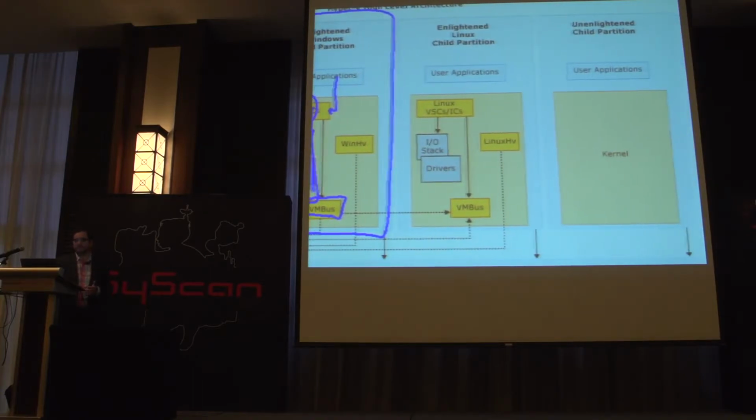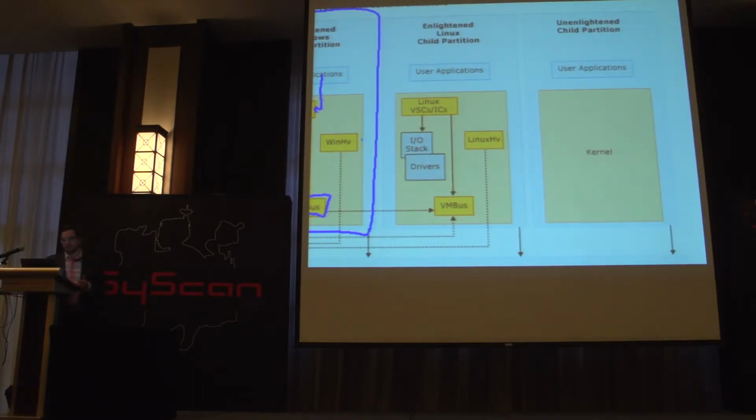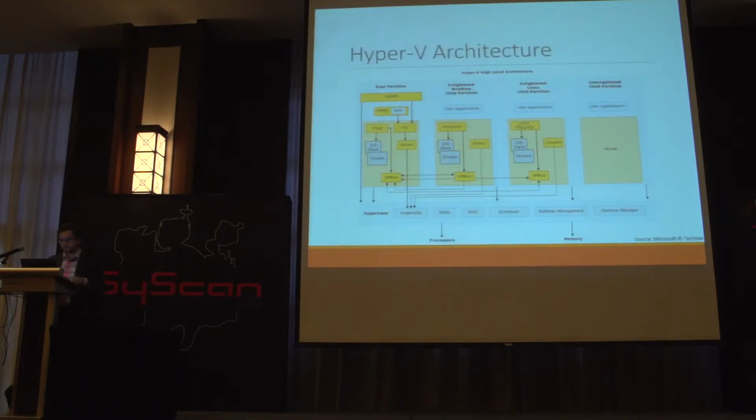If you don't have an enlightened child partition, then you basically don't talk to VM bus, you don't have any hypervisor components, and at that point, any hardware access that you do has to be completely emulated the legacy way by the hypervisor. So we'll go back to this picture in a few moments because I have a few more terms to discuss.